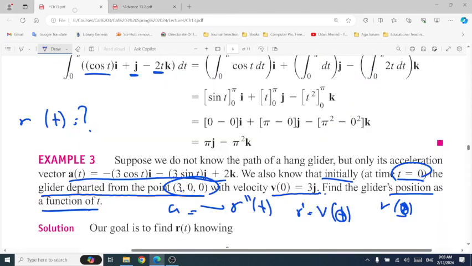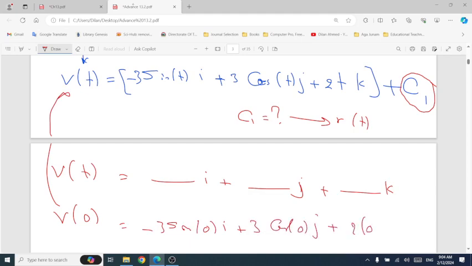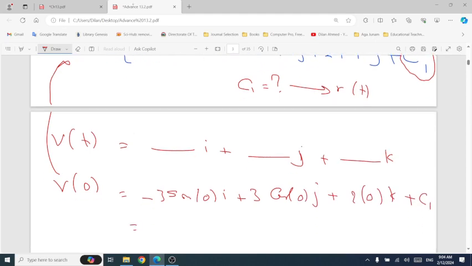Because what was the given? That's the given, to use, right? At t = 0, V at 0 is equal to 3j. So V(0) is equal to minus 3 sine 0 i, plus 3 cosine 0 j, plus 2 times 0 k. And that one is given.